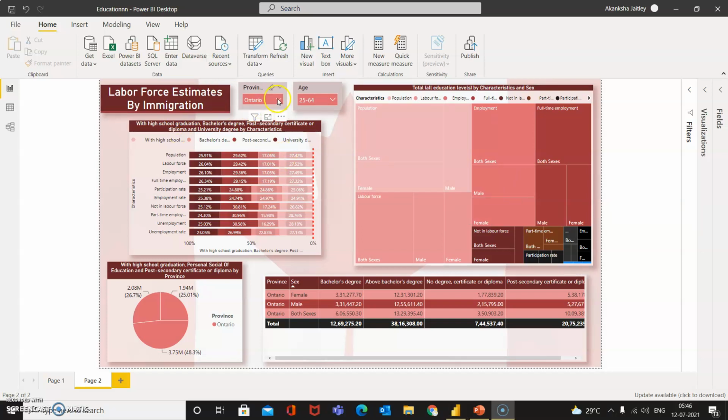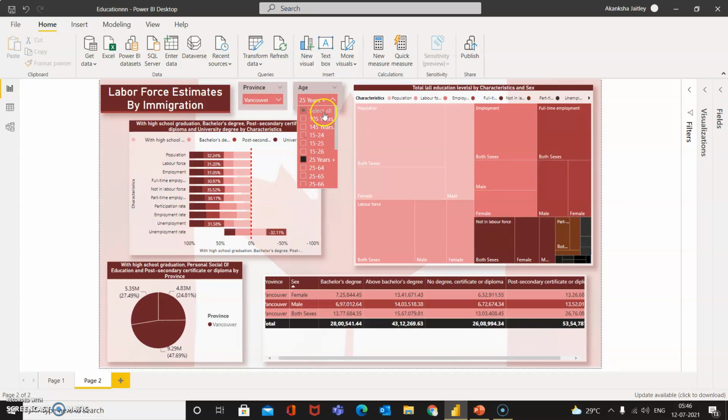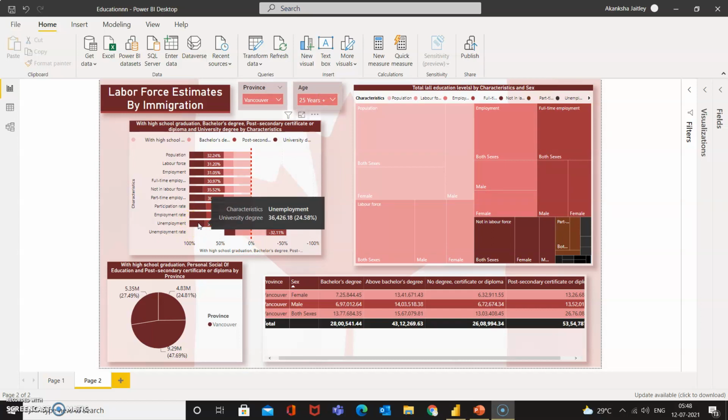Next is our 100% clustered column. Let's take Vancouver this time, and for age, let's say 25 years plus. We can see, for the unemployment level, after completing a university degree, about 24.58% people were still unemployed. After a post-secondary certificate or diploma, 31.58% were still unemployed. After bachelor's, 16.17%, and after high school graduation, around 27.66% people were still unemployed.